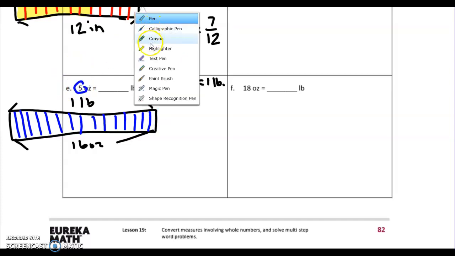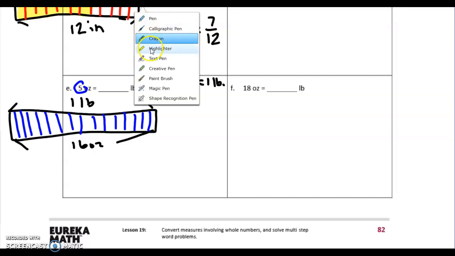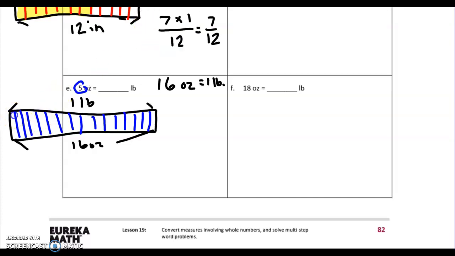So let's take that highlighter. Oh, that's a crayon. I'm trying a new one here. Okay, we want 5 of them. Well, there's 1, 2, 3, 4, and 5. I would shade that with the side of my pencil. How many pieces are in this? Not the whole thing. It's 5 out of the 16 pieces.